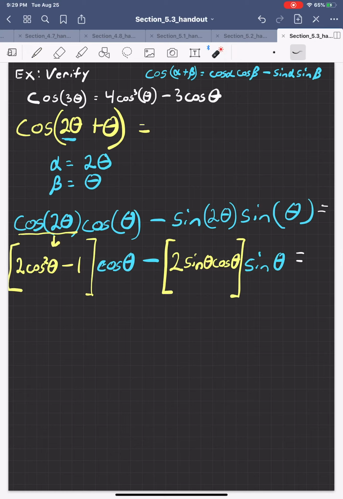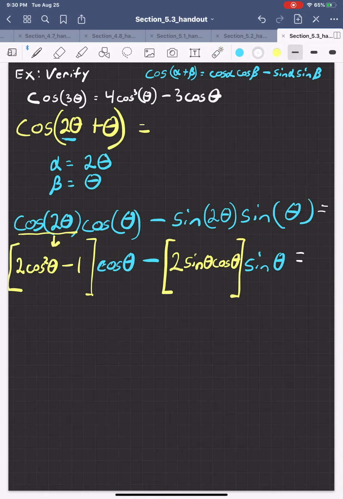Does it make sense that in order to make the left side look like the right side, we first had to use our sum and difference formulas? We also had to use our double angle formulas. Now that we're here, all we have to do is clean it up. So let's go ahead and distribute cosine of theta. We're going to distribute here. We're going to distribute here. So let's go ahead and do that.